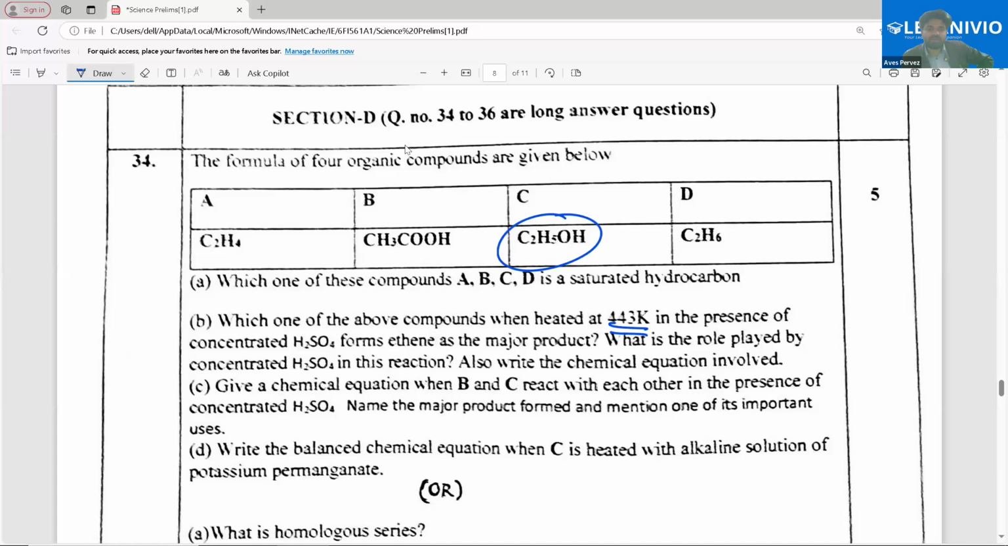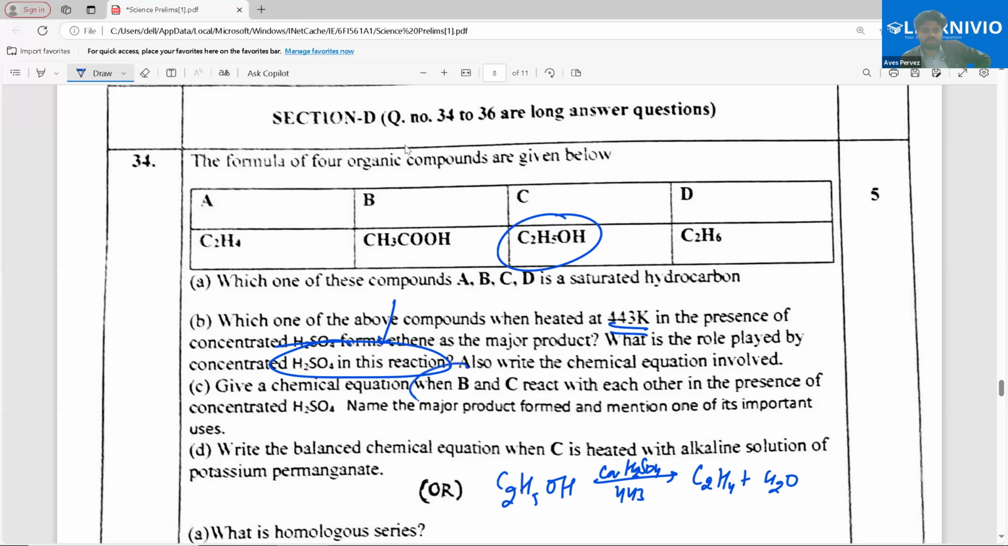And what role is played by the concentrated H2SO4 in this reaction? It acts as a catalyst. No, it does not; it acts as a dehydrating reagent. Okay. Also write the chemical reaction involved. C2H5OH, in the presence of concentrated H2SO4, which acts as a dehydrating reagent at 443 Kelvin, gives you C2H4 plus H2O.